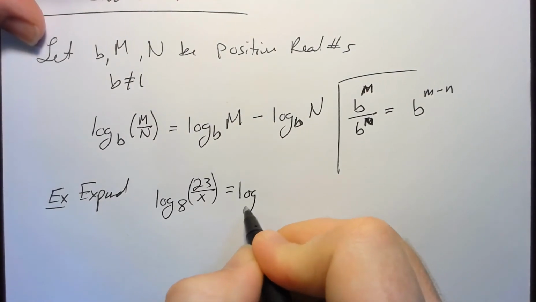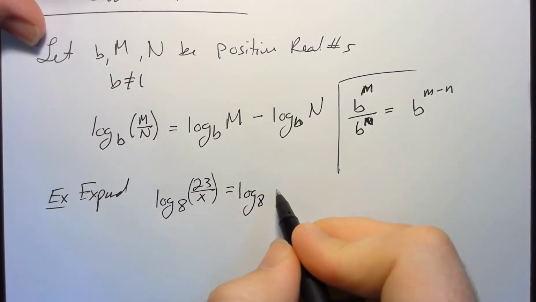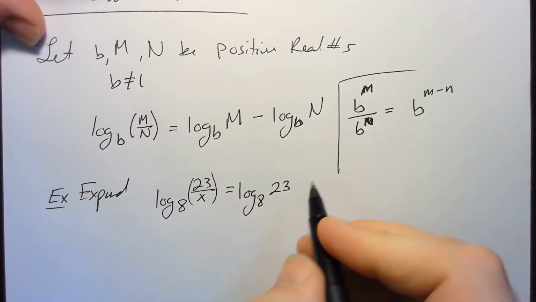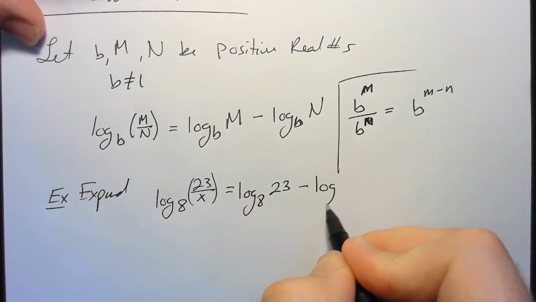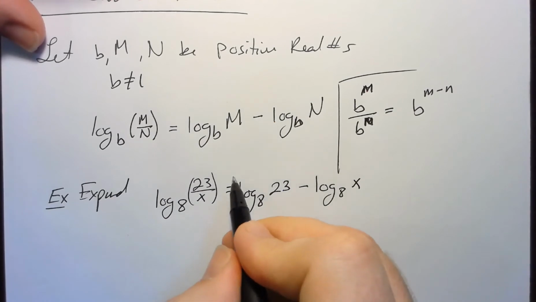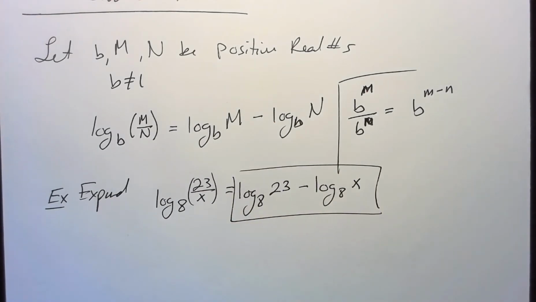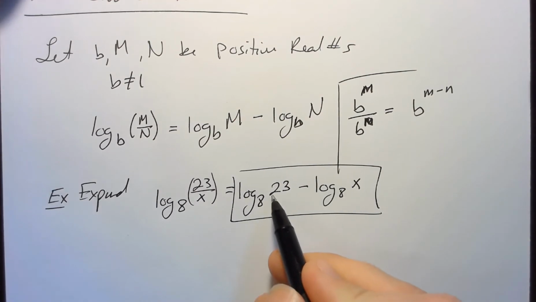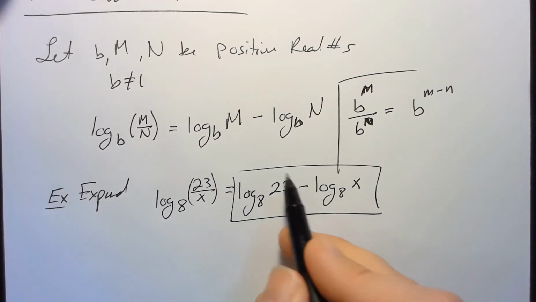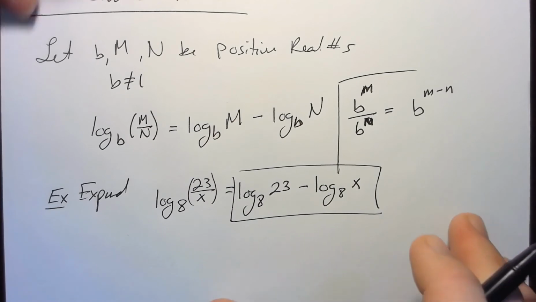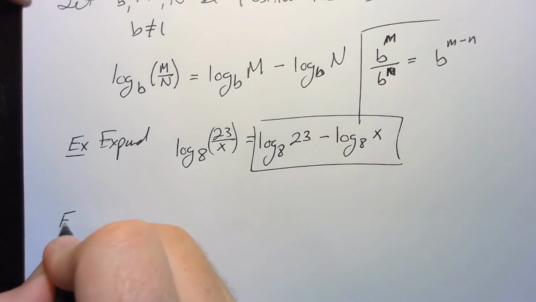So this will be log base 8 of 23, the top goes first, and the bottom becomes the subtraction piece, so minus log base 8 of x. So that's the expansion of that particular problem. It's important for us to note that the 23 is a prime number and can't be broken up into any smaller pieces. You could use like 23 and 1, but remember that log base anything of 1 is still going to be 0, so breaking this up in any way isn't going to really affect it. Let's look at one more example.